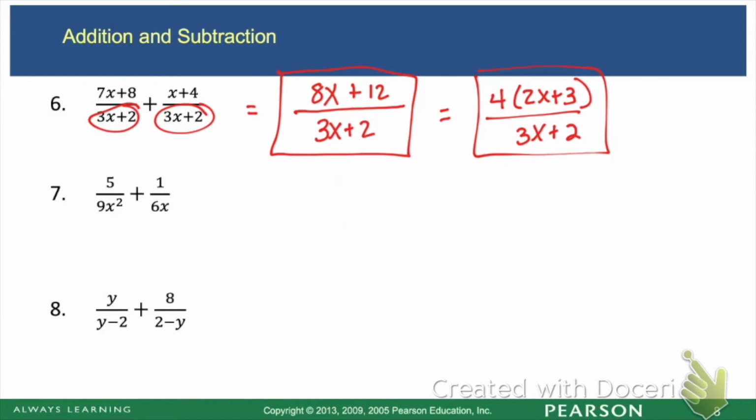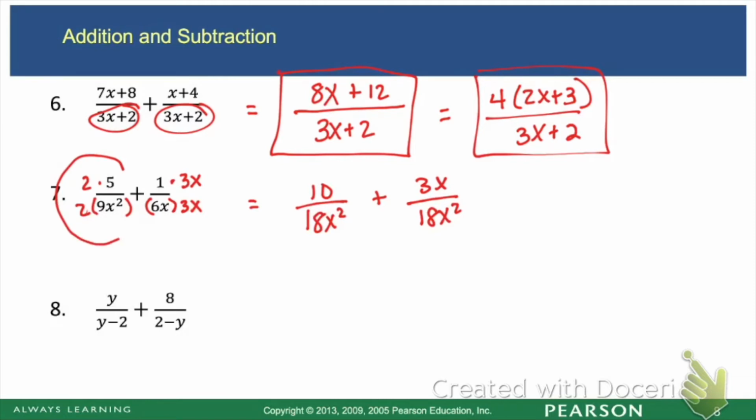Okay, the next one, number 7, does not have a common denominator, and I need to get a common denominator. So let's start with the numbers 9 and 6. I know some of you might be thinking 54, and you can do that, that's fine, but you usually want the lowest common denominator, the least common denominator. So I'm going to pick 18. I can multiply 9 by something and 6 by something to get 18. So 18, and then you want to pick the biggest exponent, so I'm going to use x squared. So 18x squared is going to be my common denominator.